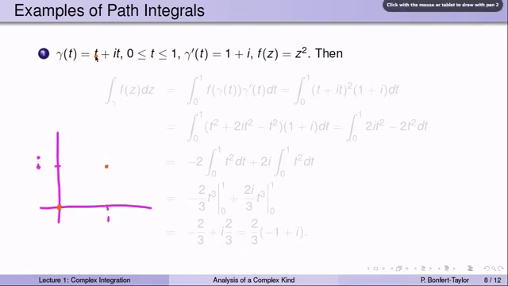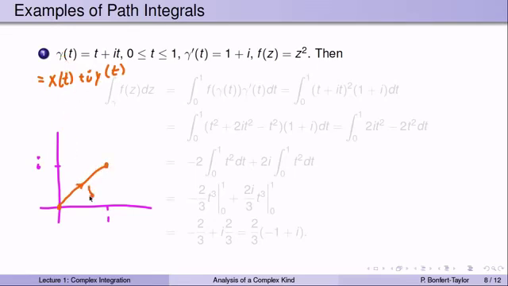How about in between? Well, I'm graphing x of t and y of t together, but x of t is equal to y of t. So we could write this as x of t plus i y of t, and I see that x of t and y of t are always the same value. Y is equal to x. Well, that's this line right here. So the path gamma is really the line from the origin to 1 plus i. We can find the derivative as 1 plus i.